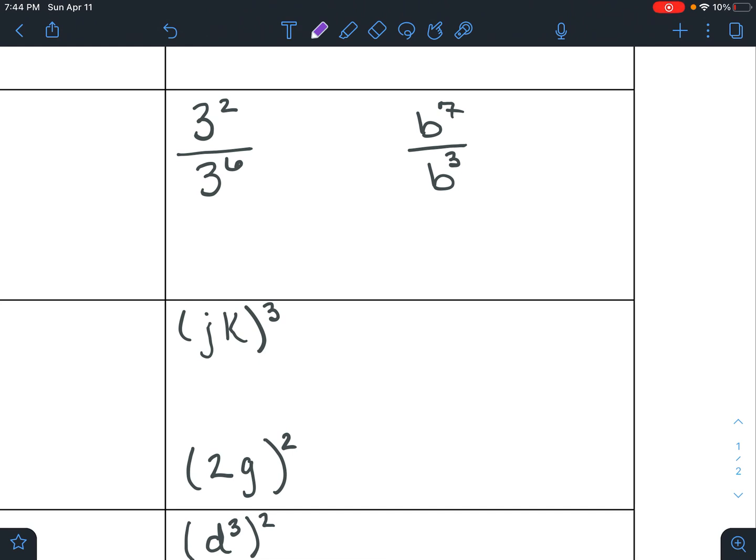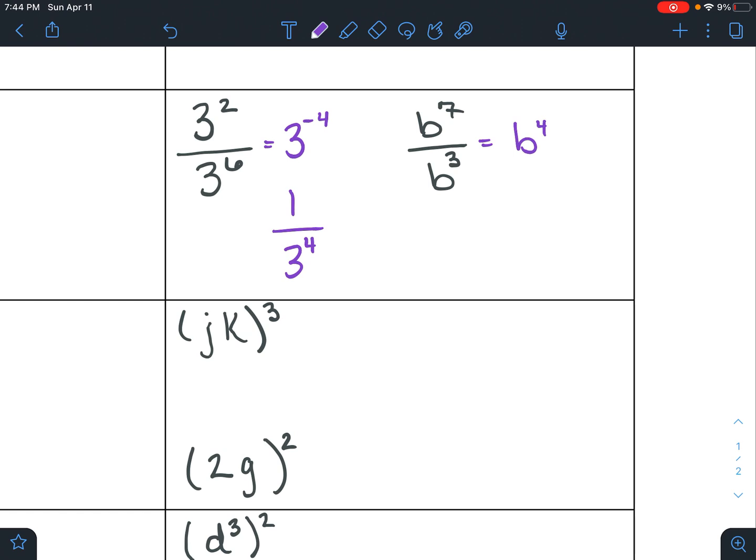So 3 squared over 3 to the 6, I'm going to subtract 2 minus 6. Let's do this here. So that gives me 3 to the negative 4. And we learned from before that I have to do 1 over 3 to the positive 4. Here's another one, b to the 7 over b to the third. 7 minus 3 is b to the 4.